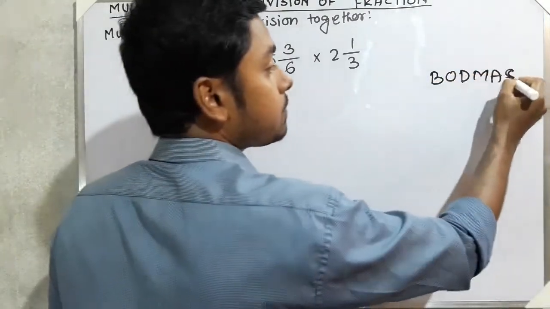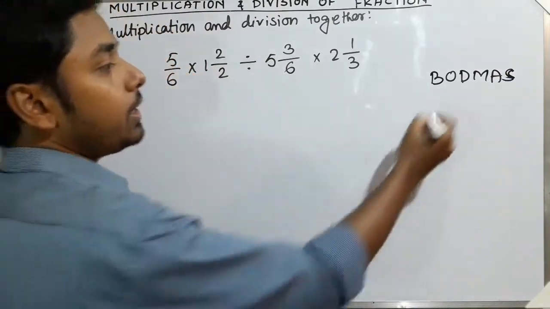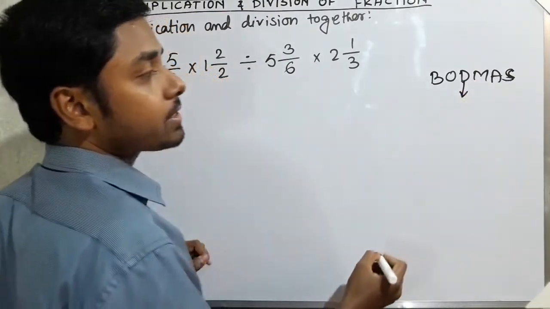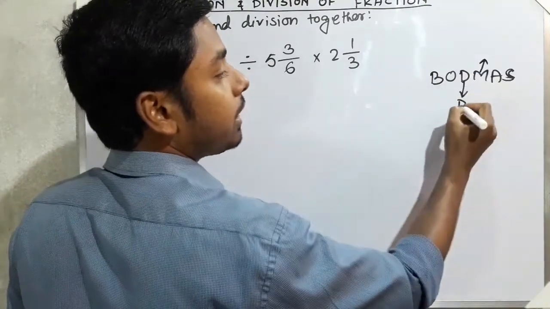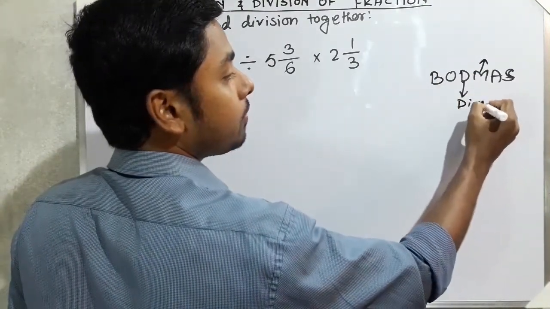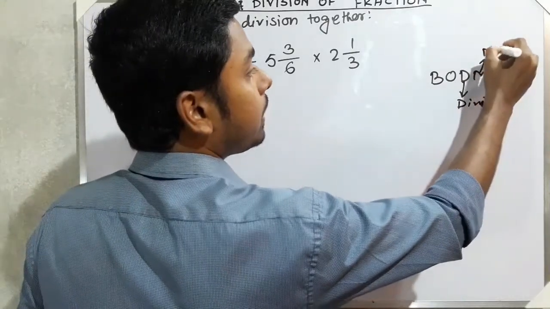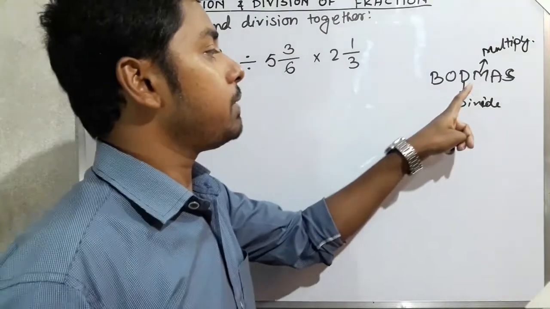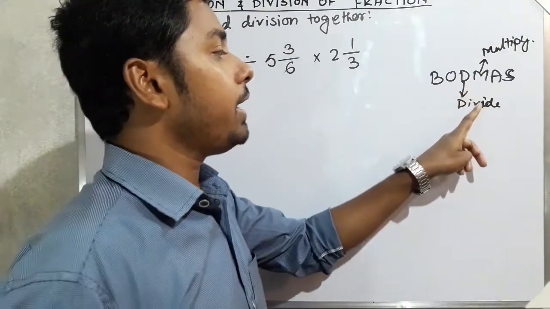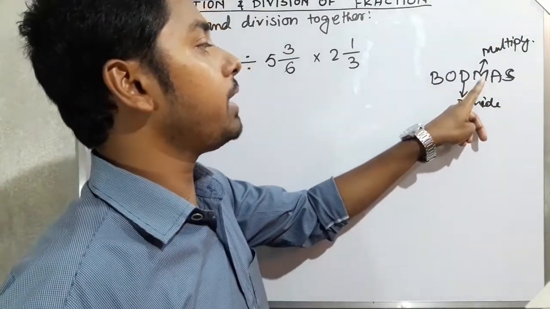Okay, and in this BODMAS rule you can see divide. Divide is coming in front of multiplication. This D, here multiply. Already I have discussed about it. That means here D stands for divide, and divide is coming in front of multiplication.